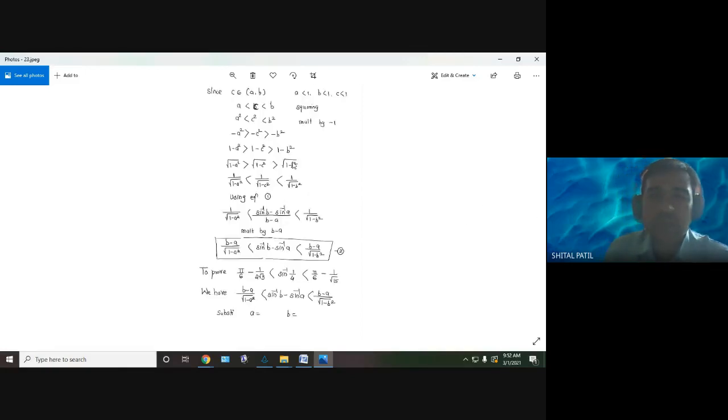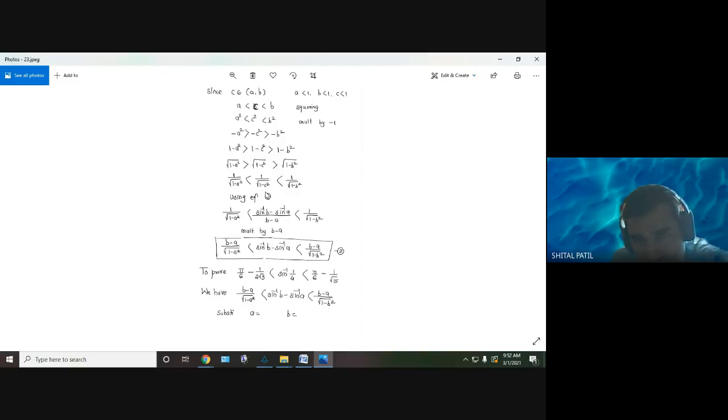Then, as usual, since c lies between a and b, we will start with this relation: a is less than c is less than b. Squared. Negative sign is added, negative sign will change the inequality sign. Then 1 is added, no change. Root is taken, no change. Reciprocal is taken, again there is a change in the inequality sign.